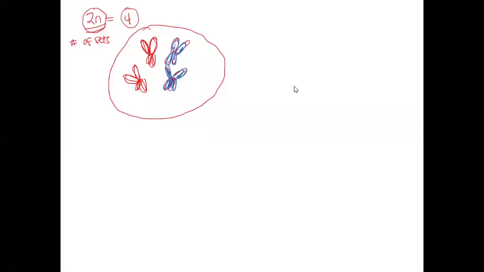Okay, so in the metaphase stage, these duplicated chromosomes would align at the metaphase plate. So they would look something like this. Let's just try to alternate, change color. Okay, so in the metaphase, they would look like this.